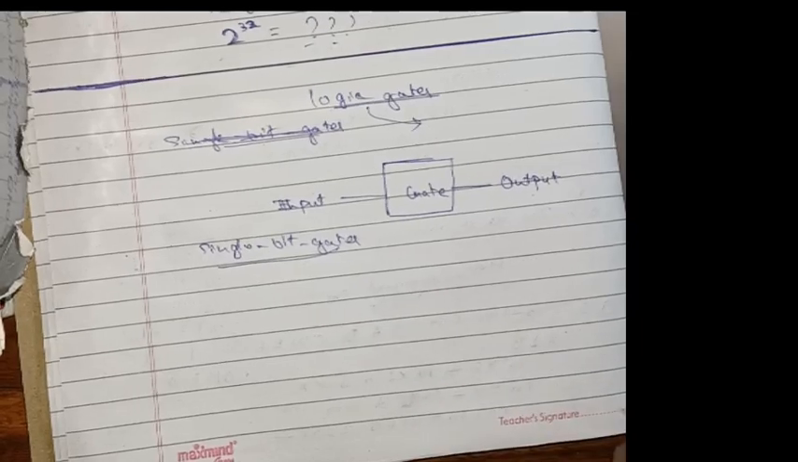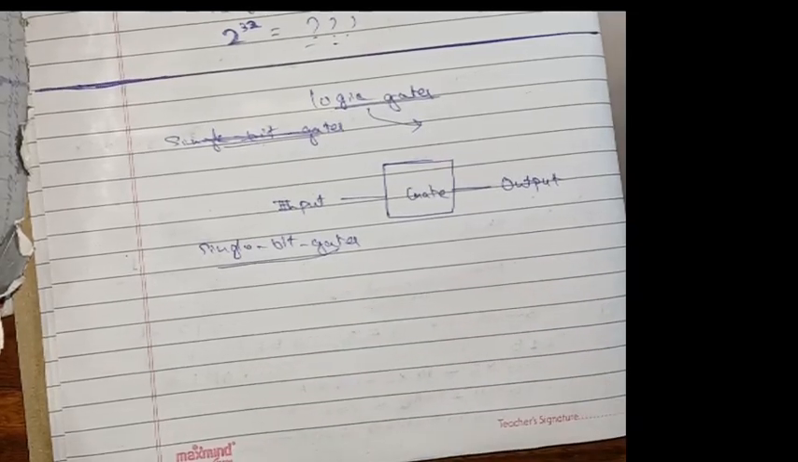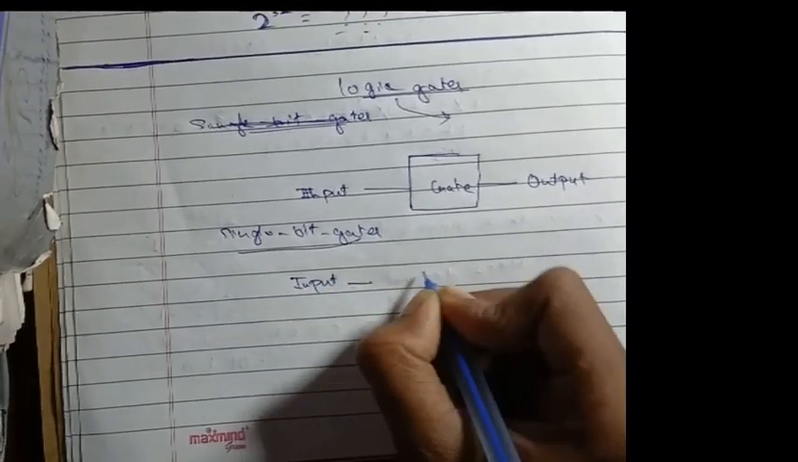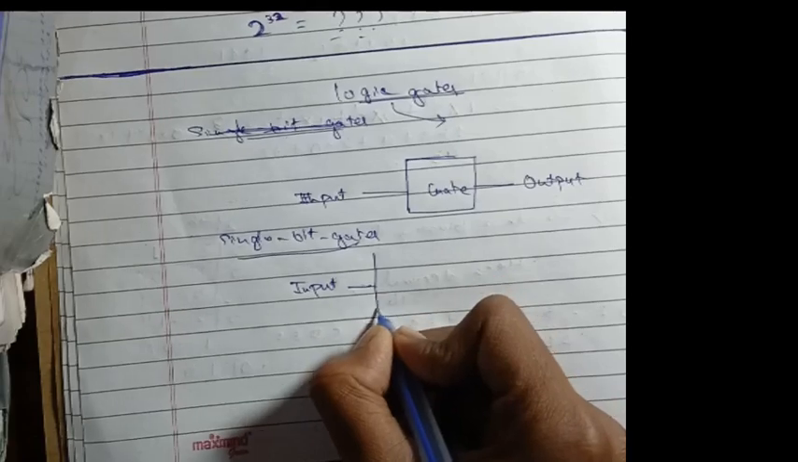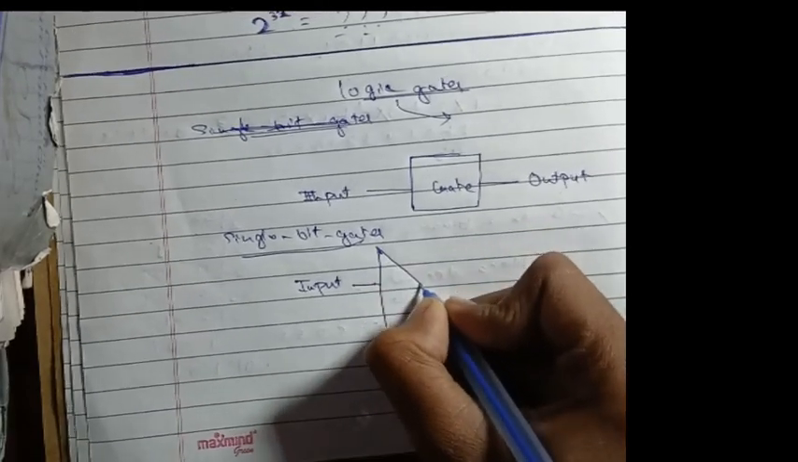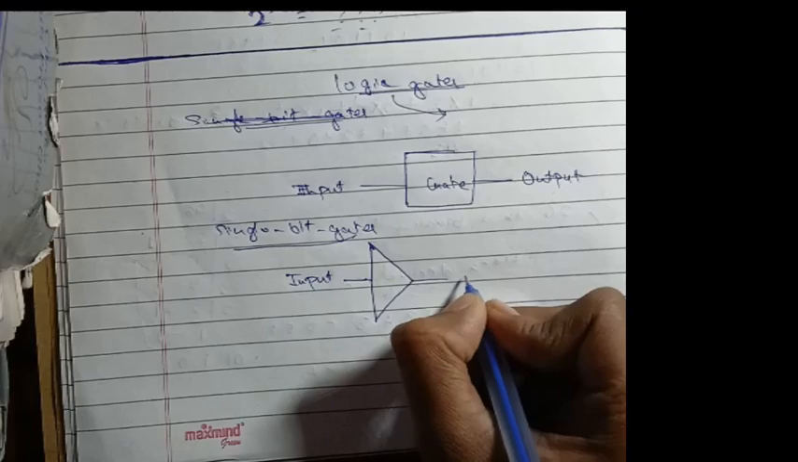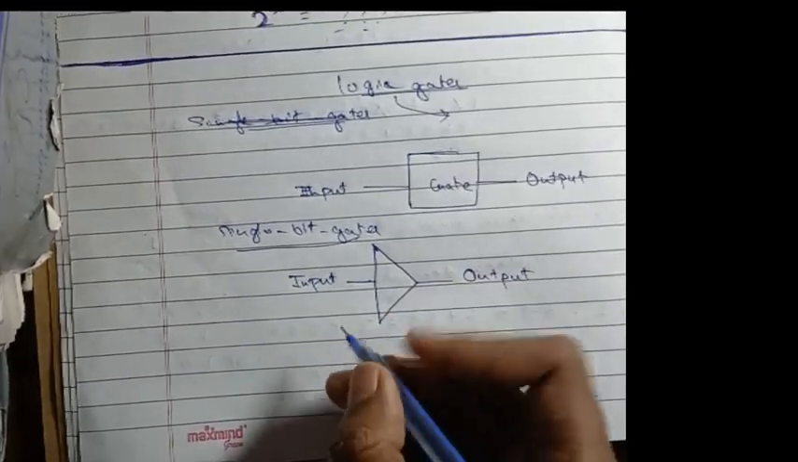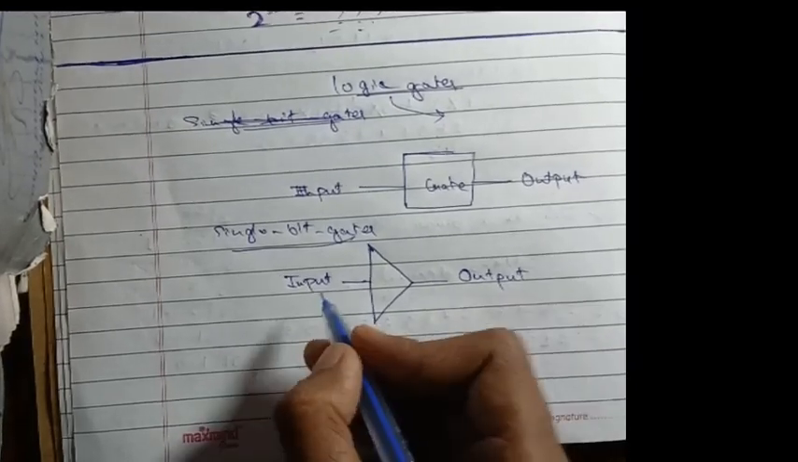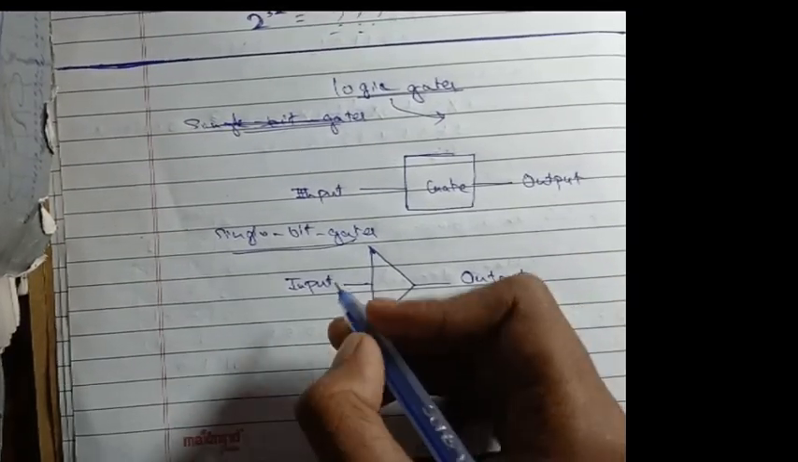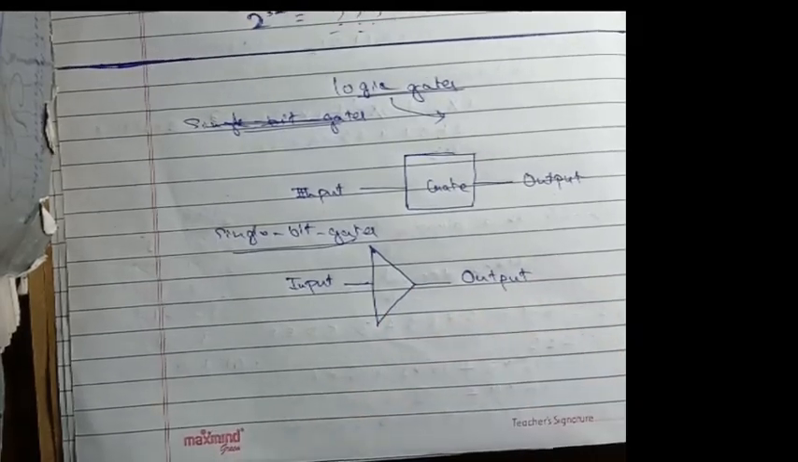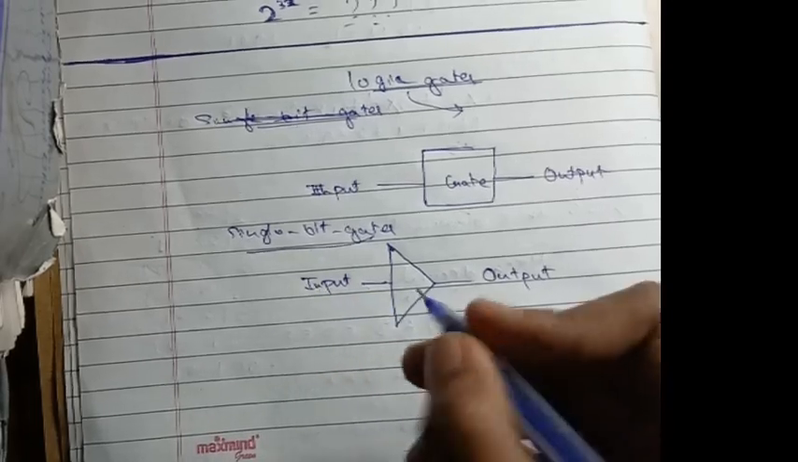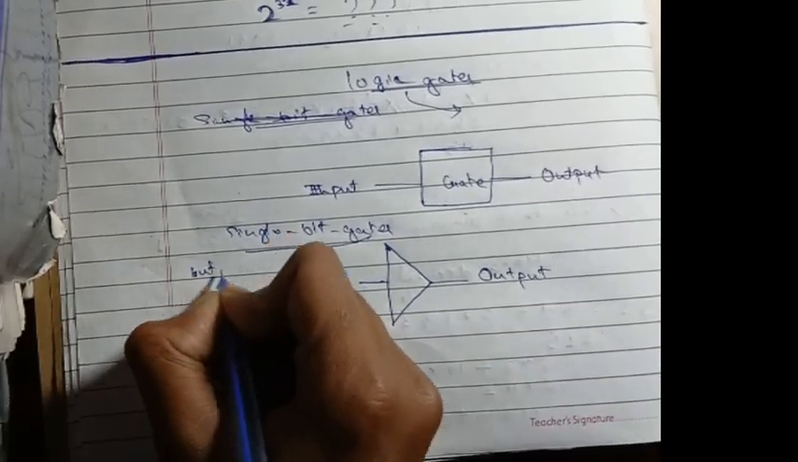So single bit gates are those that take only one bit and return also one bit. Here in a single bit gate, it is input. Here we will represent a triangle for the gate, and then output. It takes only one input and returns only one output. And as it takes binary, it will be either 0 or 1, and output will be either 0 or 1. The single bit gate I have drawn here is called buffer gate.